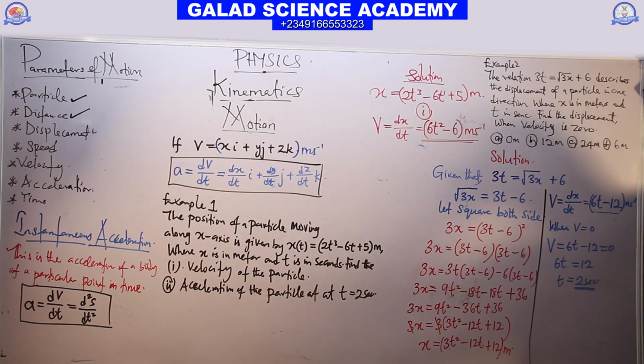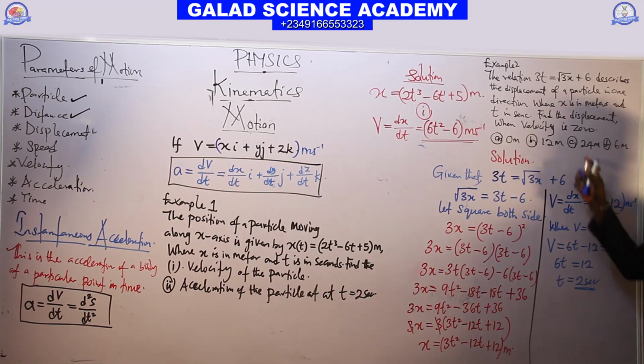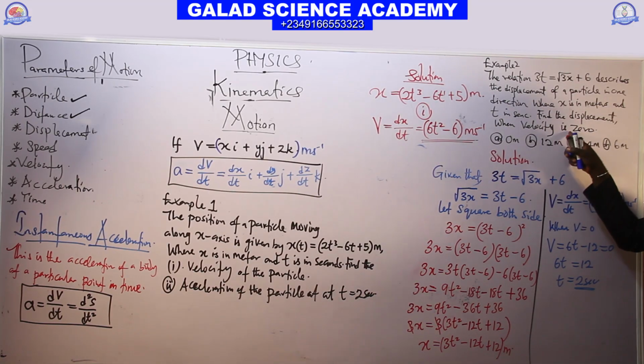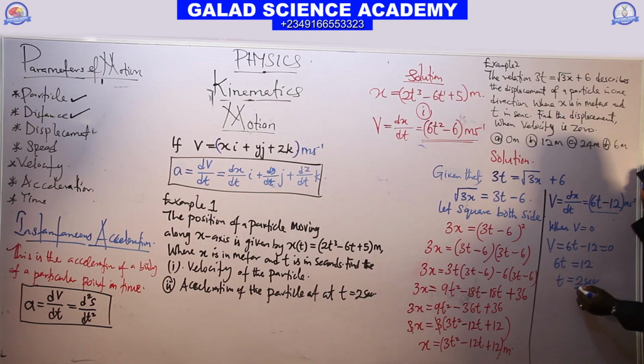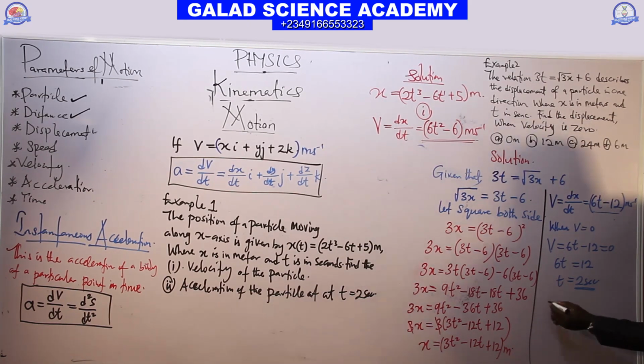seconds. This is our velocity that we get, but they said when velocity is equal to 0, equate it to 0 to get your t. The final answer you get for t here is what we use to determine our displacement. So what is displacement now? Displacement x is 3t squared minus 12t plus 12.